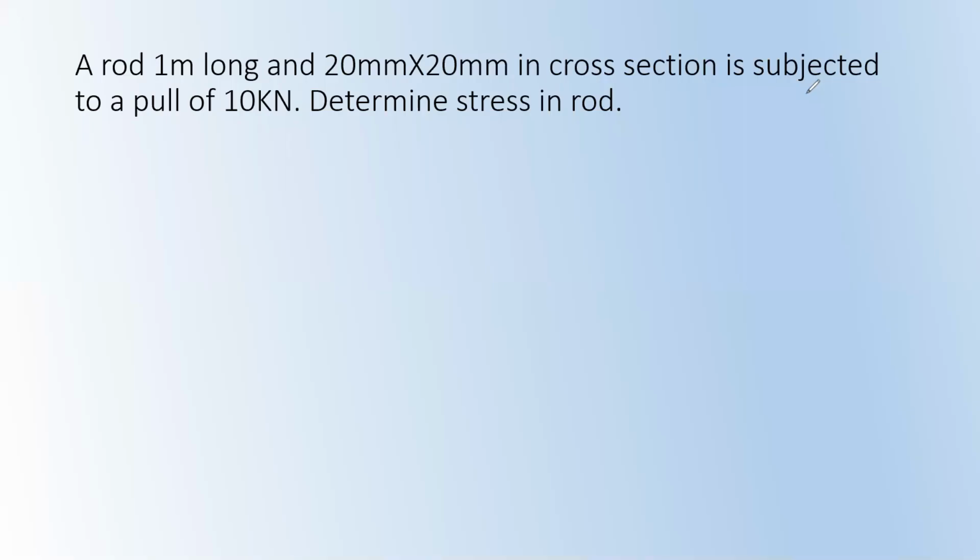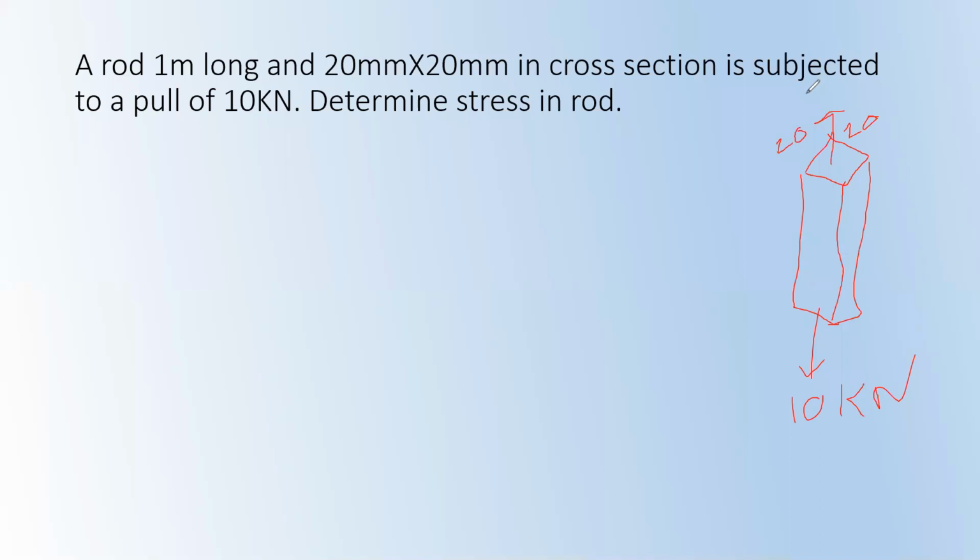So listen here, what the problem says: a rod 1 meter long and 20 mm into 20 mm in cross section is subjected to a pull of 10 kilonewton. Determine the stress in the rod. So first I draw the rod. Suppose a rod having a cross section of 20 by 20, and this rod is subjected to a pull of 10 kilonewton. Whenever we say this rod is subjected to a pull of 10 kilonewton, it might be fixed, or you can show it on both the sides. Determine the stress in the rod.